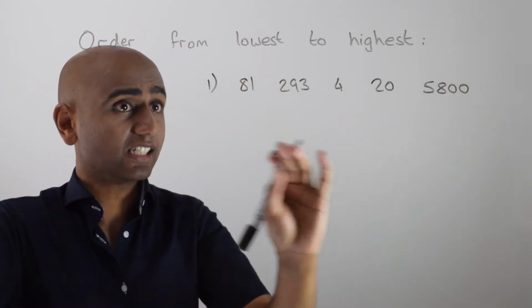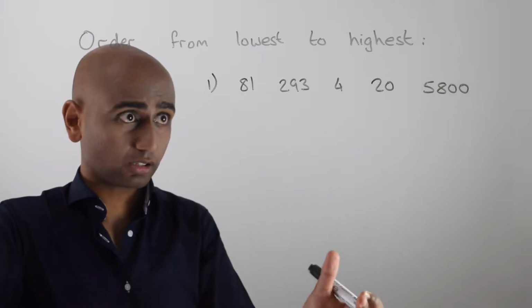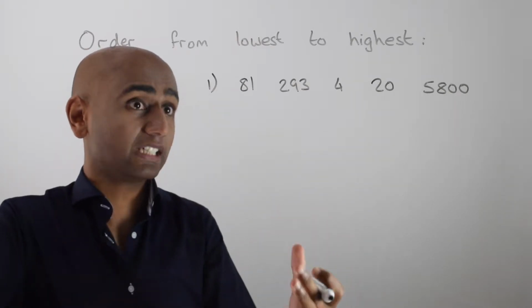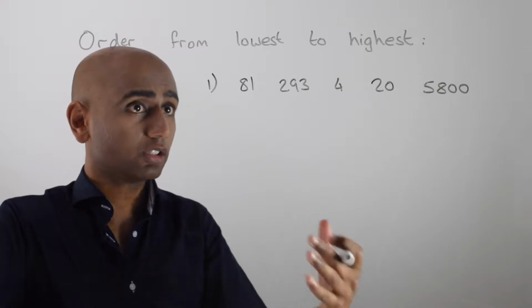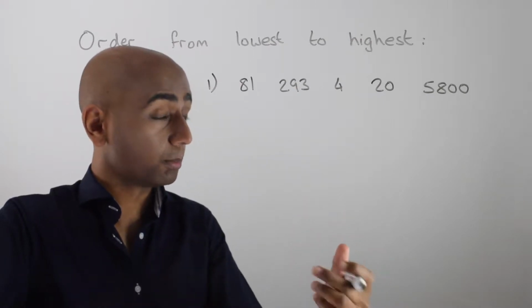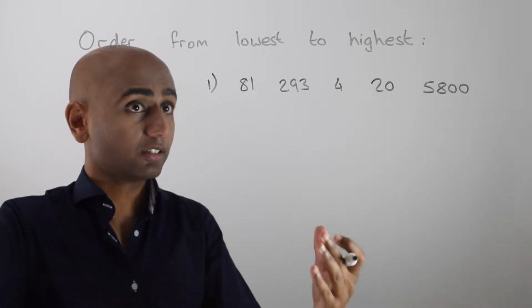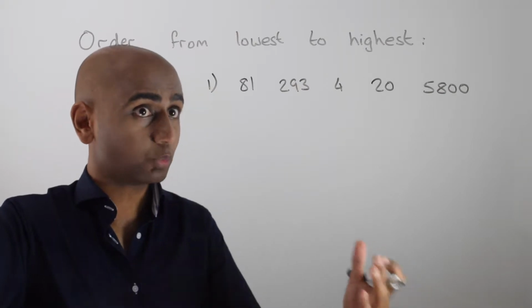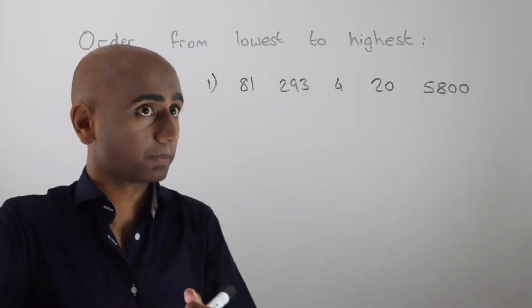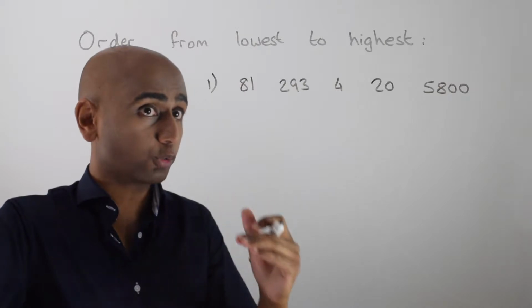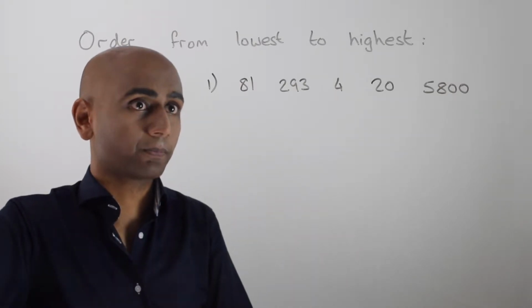What we're doing in this lesson is just ordering integers, so those are the counting numbers, 0, 1, 2, 3 and so on, but also the negative numbers. They also count as integers, -1, -2, -3 and so on. We're not going to look at decimals or fractions in this particular lesson.